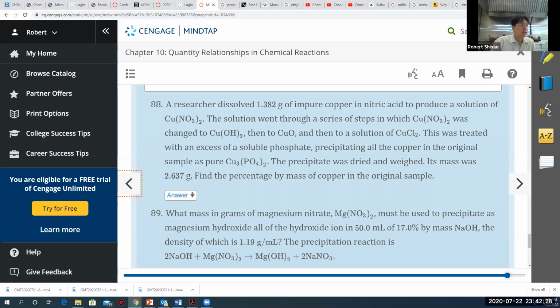Let's look at number 88. Researchers dissolved 1.382 grams of impure copper. And so I have some sample here, and the sample is going to contain copper plus other stuff.